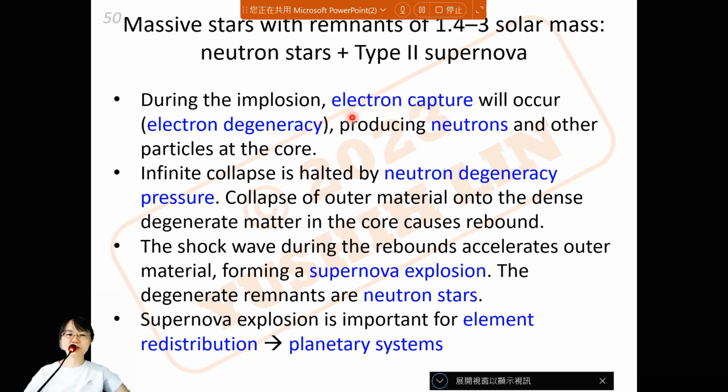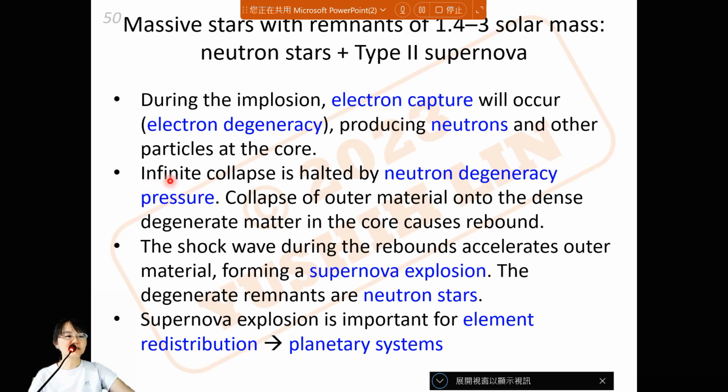So during the implosion, electron capture will occur. It will be forced into the nucleus. This is what we call electron degeneracy. This will produce neutrons and other particles at the core. Originally, the electrons that are happily orbiting around the nucleus, when this happens, they are forced to enter the nucleus. They will merge together with proton to form neutrons.